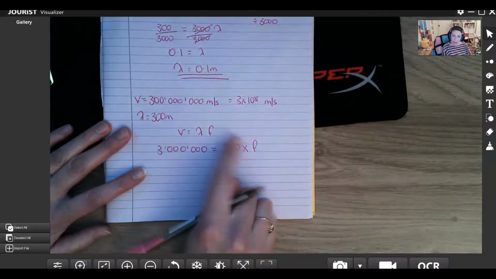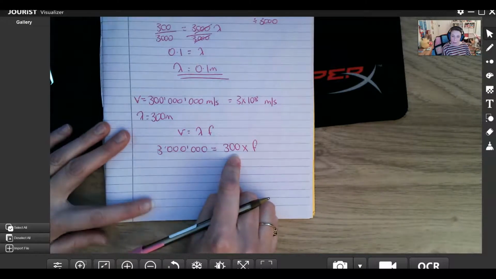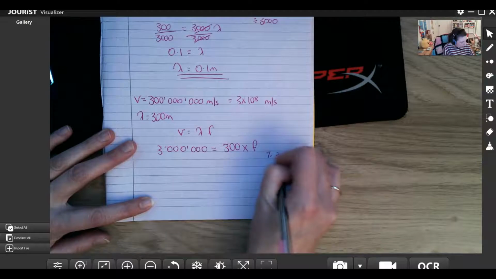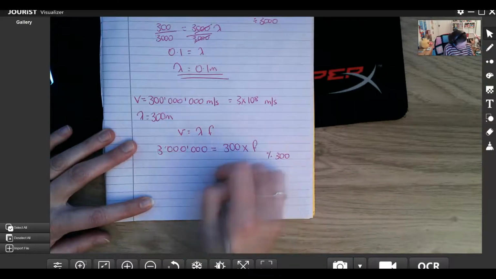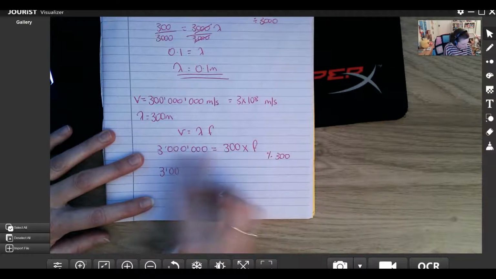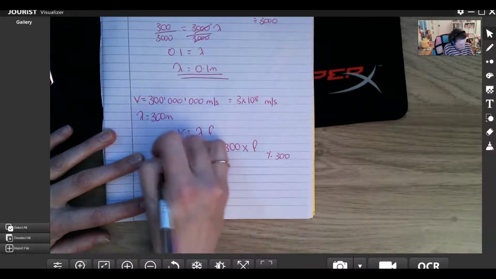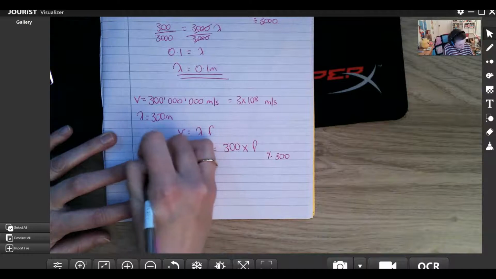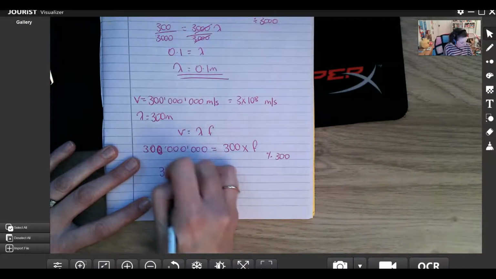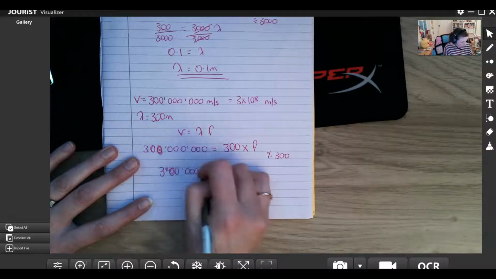I'd like to find frequency, so I need to get rid of the 300. So I'm going to divide both sides by 300. I've written that wrong, I've done 3 million there. It's got 8 zeros. Did you notice I've done it wrong? 1, 2, 3, 4, 5, 6, 7, 8. Yeah, so 300 million.